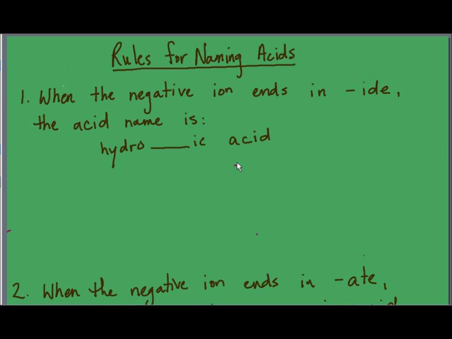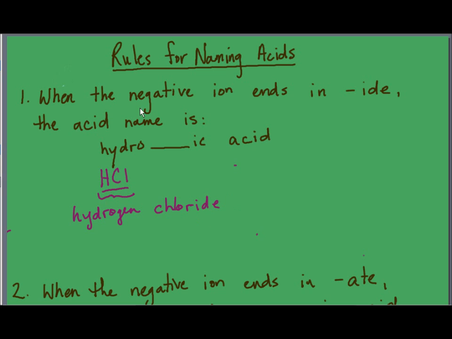So the first one says, when the negative ion ends in IDE, the acid name is hydro-blank-ic acid. In order to figure that out, we first have to have an example. In this example, we've got HCl. The first step when you're asked to name this acid is to look at its name as a covalent compound. Its name as a covalent compound is hydrogen chloride. Remember, we always change the ending to IDE in both ionic and covalent compounds.